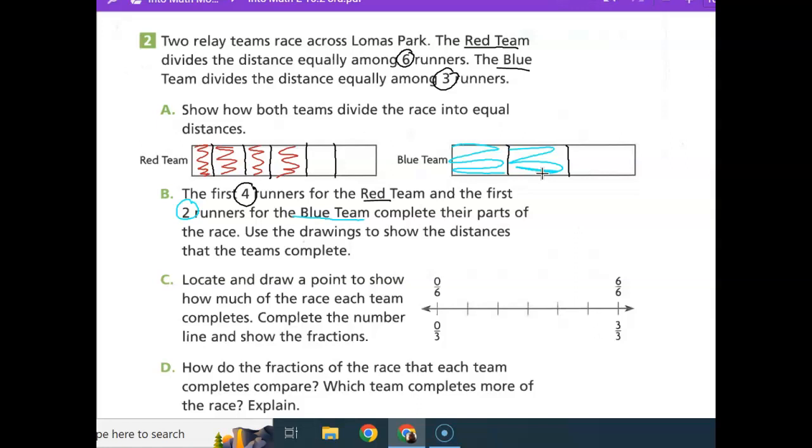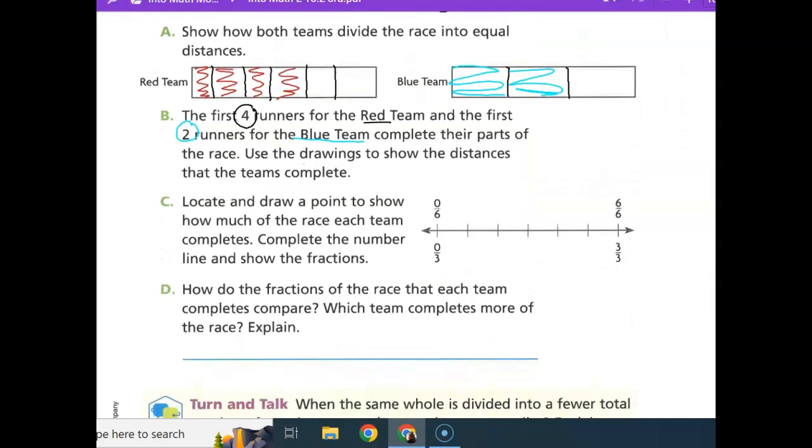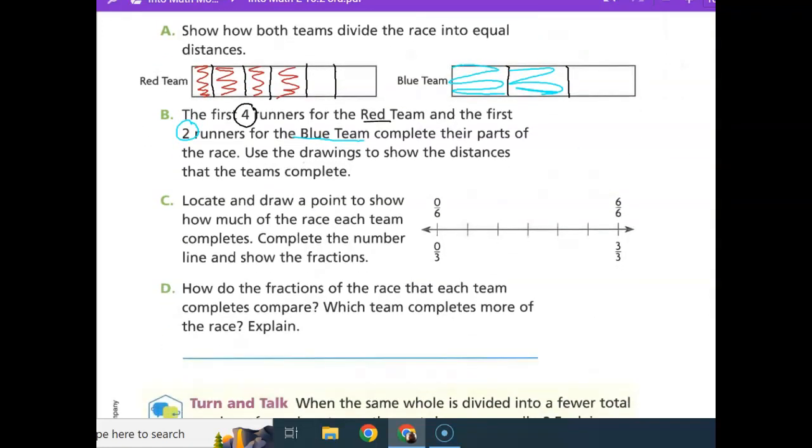Let's go down and put it on our number line. Locate and draw a point to show how much of the race each team completes. Complete the number line. So notice across the top of our number line, we're doing sixths. So we're going to go 0/6, 1/6, 2/6, 3/6, 4/6, and 5/6.